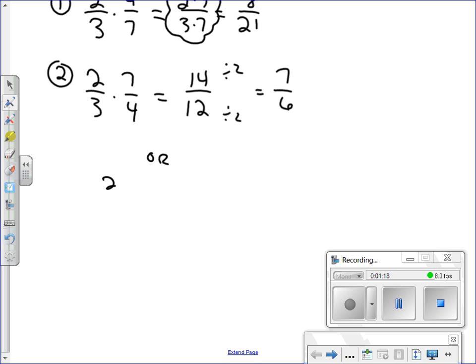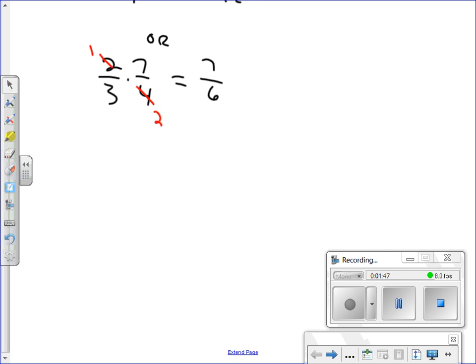Or, if you notice it, you can reduce the problem at the beginning. You'll notice that the 2 and the 4 can both be divided by 2. This is called cross-reducing or cross-canceling, and you can do that if you want to. Then when you multiply across the top, instead of saying 2 times 7, you say 1 times 7. And instead of saying 3 times 4, you say 3 times 2, and you get to that answer maybe just a little bit faster. Okay? Cross-reducing or cross-canceling.